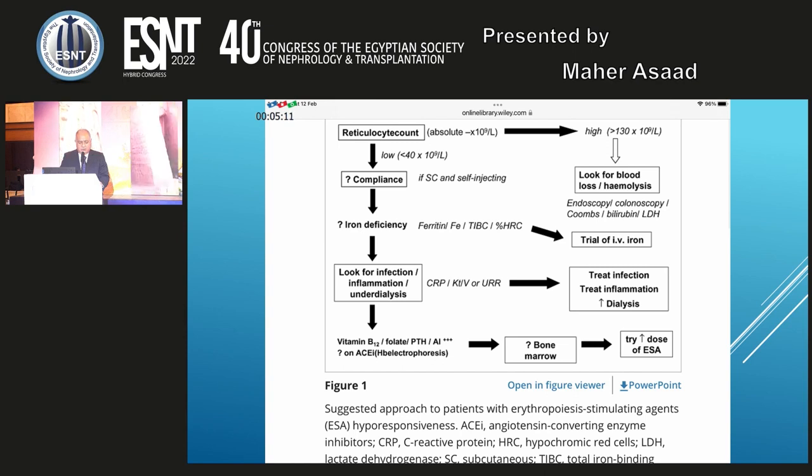Also, we should be checking vitamin deficiencies such as vitamin B12 and folic acid, and excluding hyperparathyroidism. An important forgotten issue is aluminum toxicity. It shouldn't be an issue if our water treatment unit is adequately removing aluminum from the dialysate. In resistant cases, we should resort lastly to bone marrow aspirate and biopsy and check for bone marrow fibrosis and other causes.